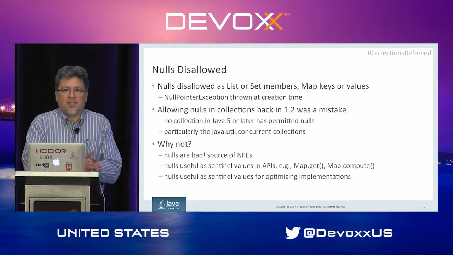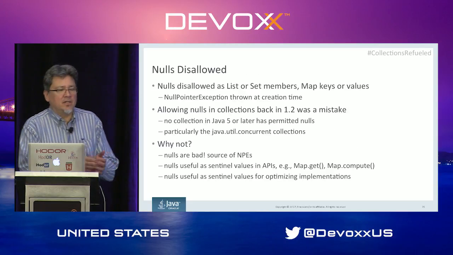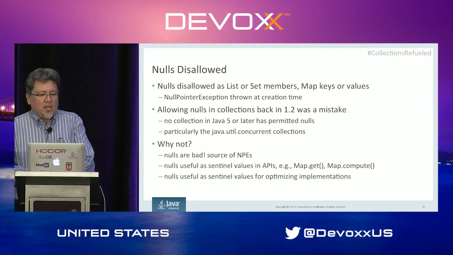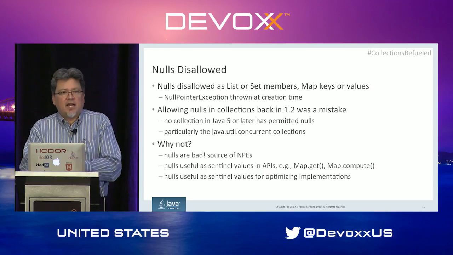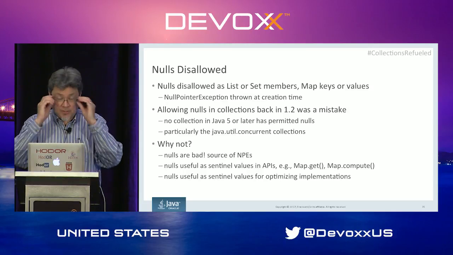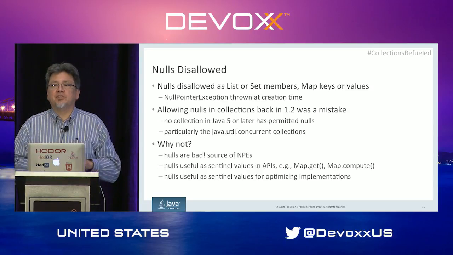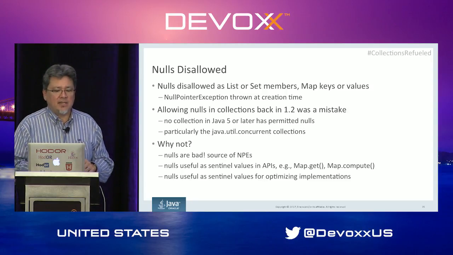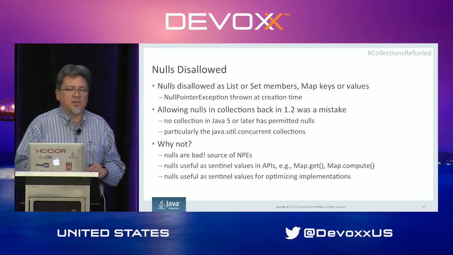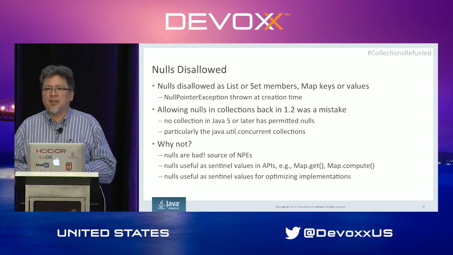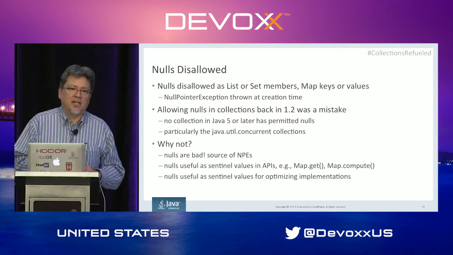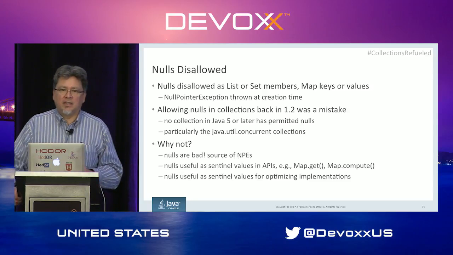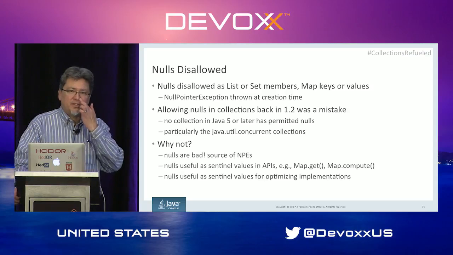Okay, another characteristic of the new collections is that nulls are disallowed. When the collections framework was originally introduced back in 1.2, the main collections did allow nulls, and in retrospect, that's been regarded as a mistake. Nothing recent has allowed nulls. In particular, none of the concurrent collections allow null entries. And there are a couple of reasons for that.